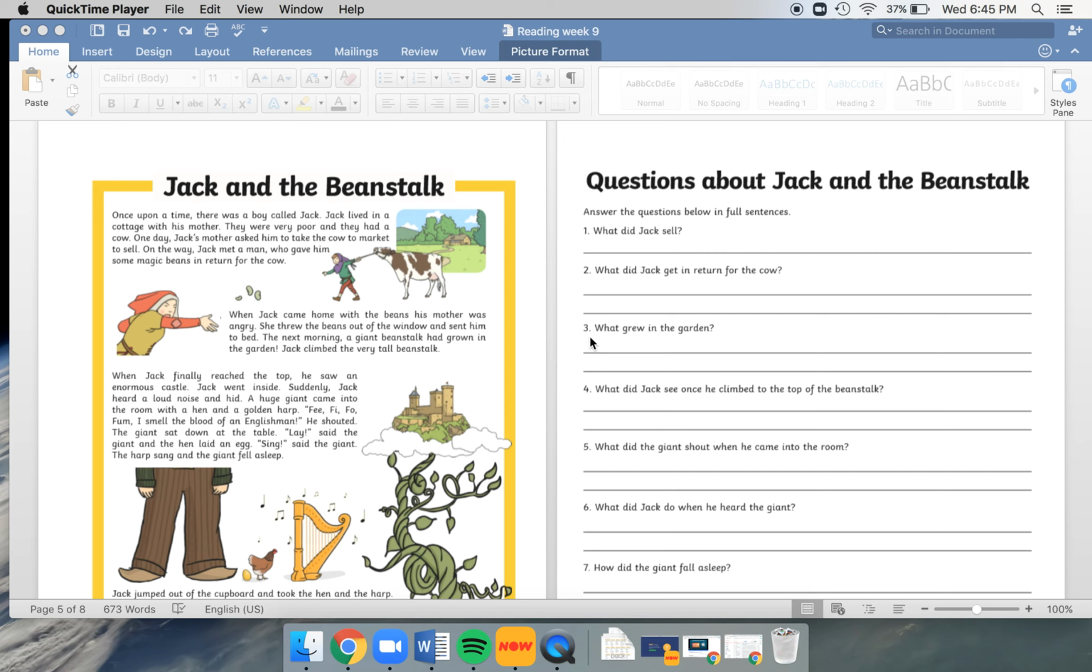Let's have a look at question 3. What grew in the garden? So keyword garden, okay? So let's have a look. We're going to the next paragraph. So have a look in this paragraph to see where you can find the key word from the question. So the word is garden. So you have a look for garden and you read the whole sentence. Okay, what ended up growing in the garden?